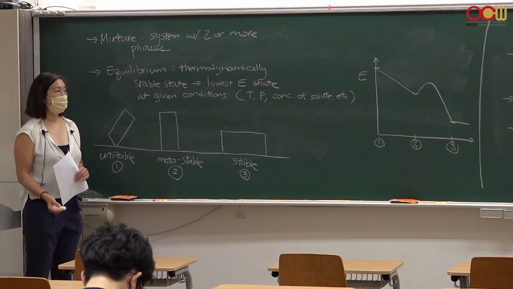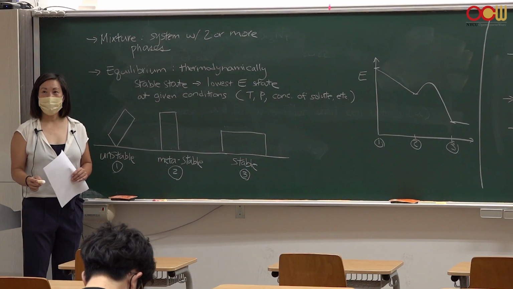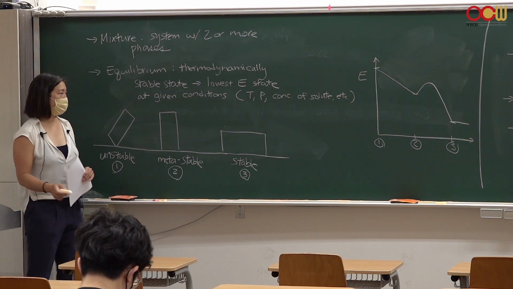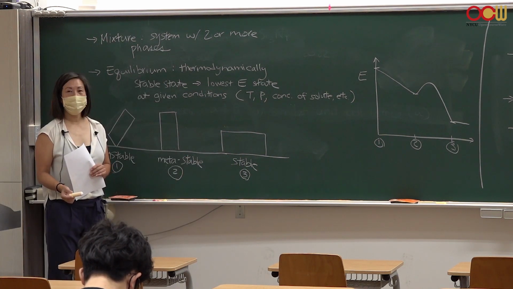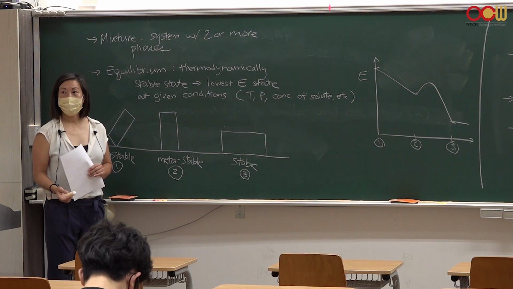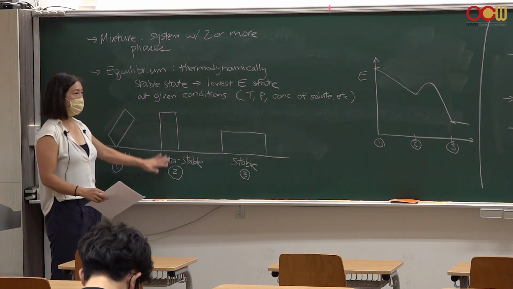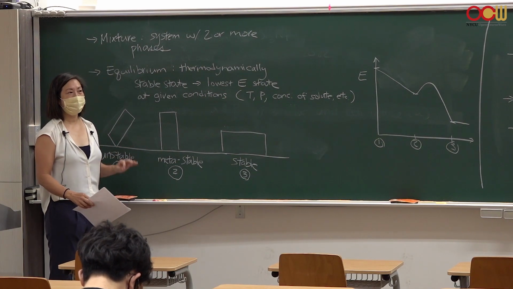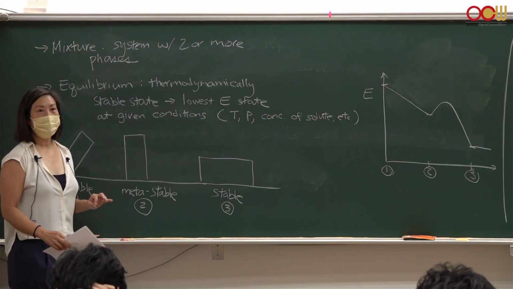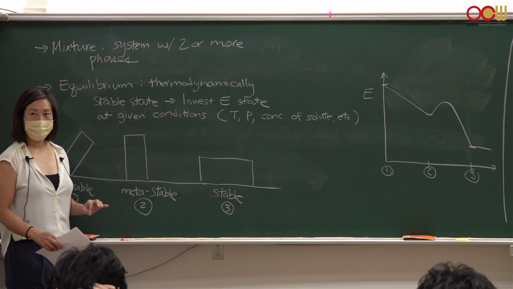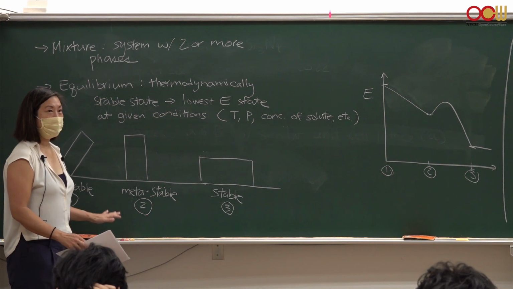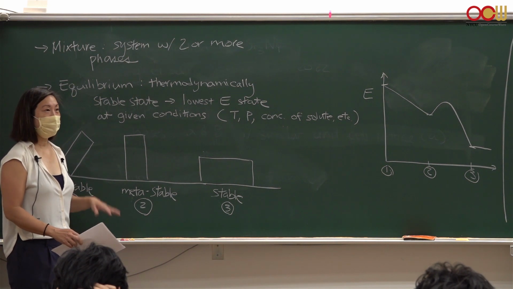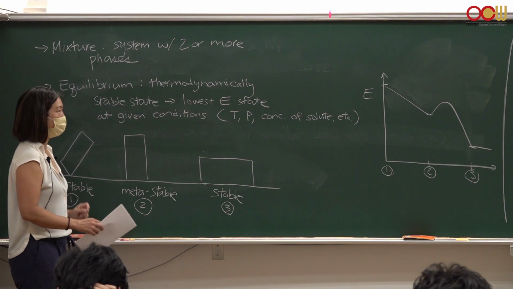A phase diagram will only tell us the third state, the most stable state. In a phase diagram, you will not see this as a possibility, because a phase diagram only tells us the thermodynamically stable state, or the equilibrium state. It does not show us the metastable state. Okay, so that's important to remember when we're looking at phase diagrams.